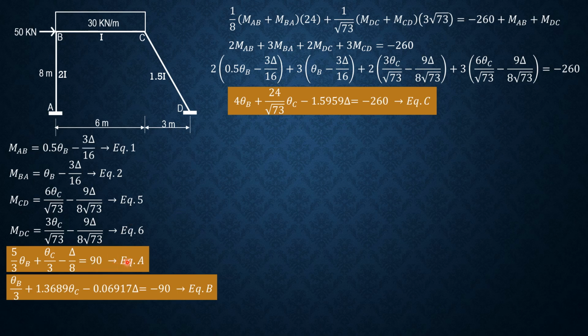Then we solve simultaneously equations A, B, and C to get theta B equals 87.777 over EI. Theta C is negative 74.387 over EI. Then the delta equals 251.992 over EI.